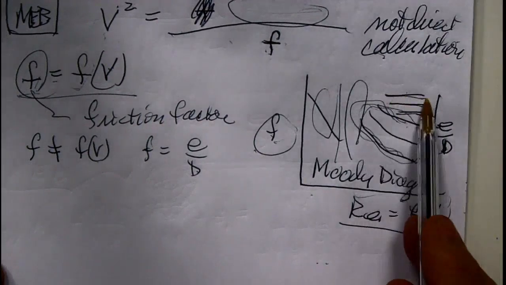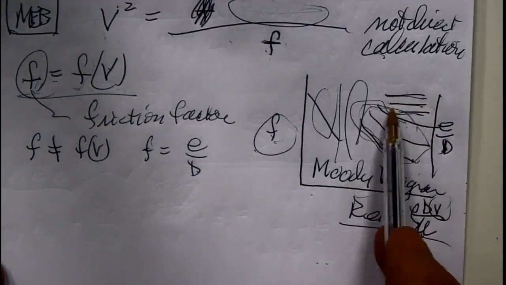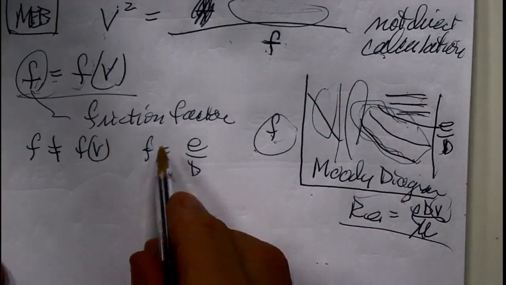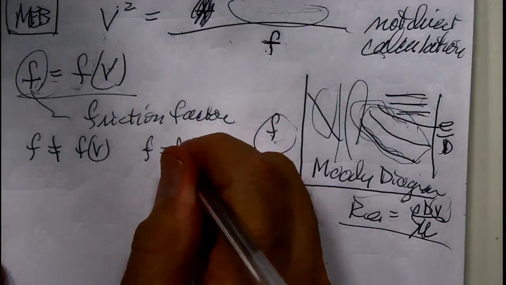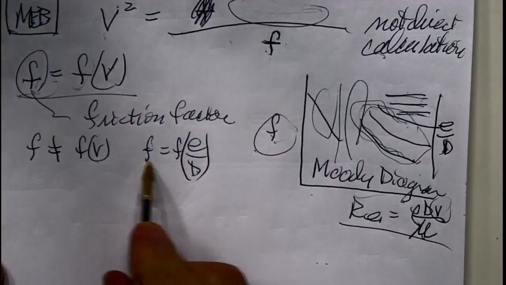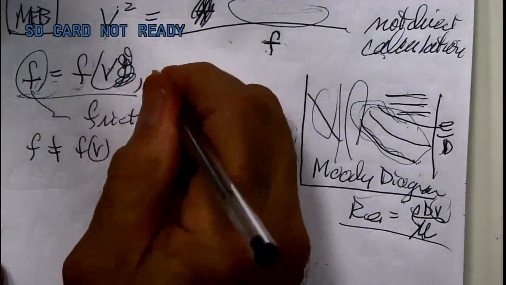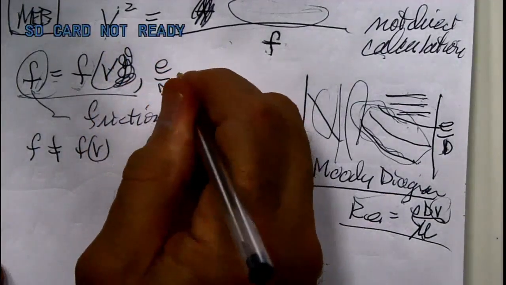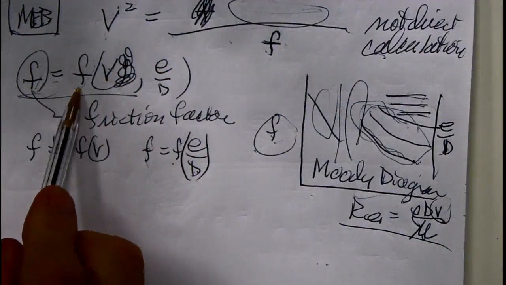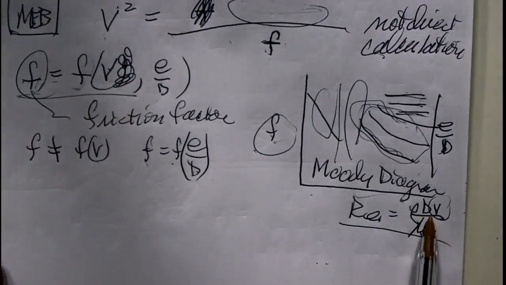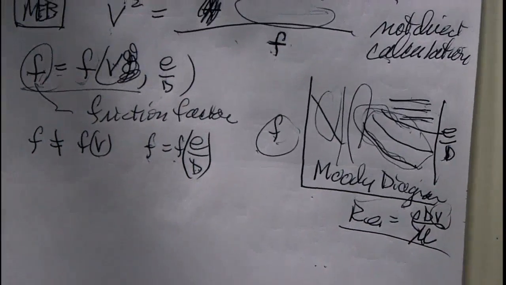Unfortunately, or fortunately, sometimes the Reynolds number doesn't mean anything. It's a flat line here. And we have the relationship where friction factor here is a function of E over D. Up here, this should probably be rewritten as E over D. Friction factor is a function of velocity and E over D. Velocity is hidden in the Reynolds number.